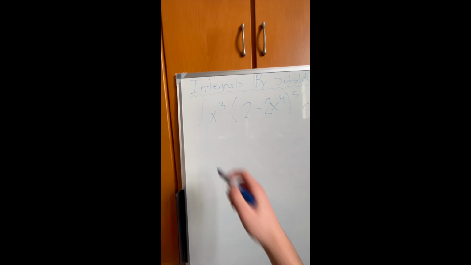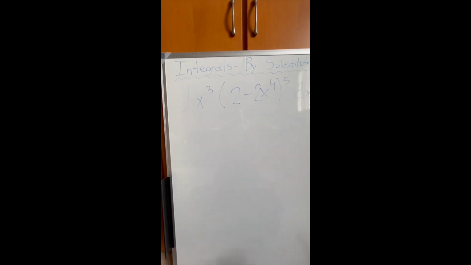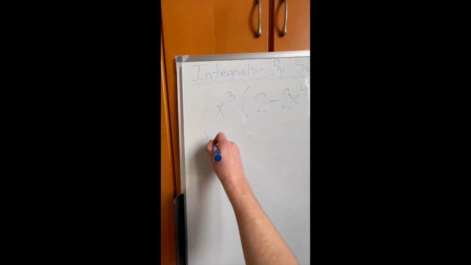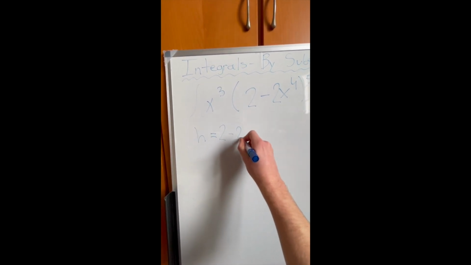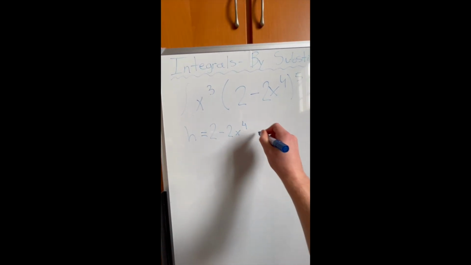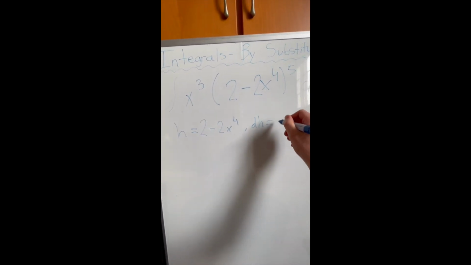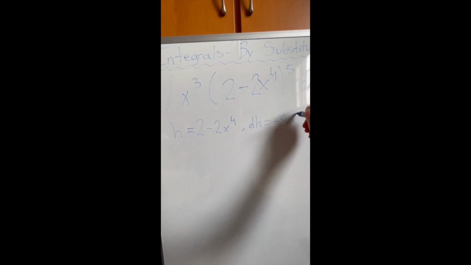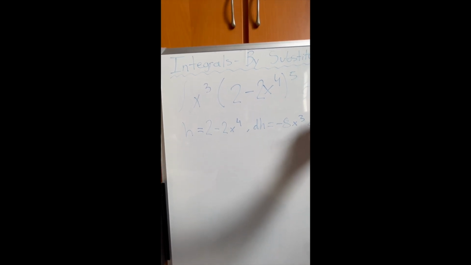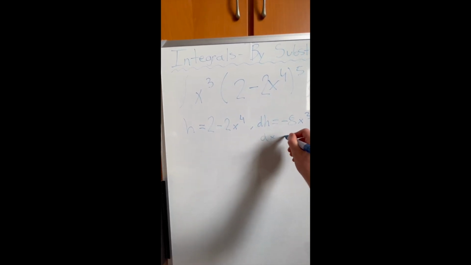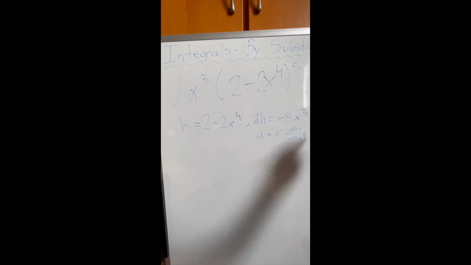we find that we have here x to the 4 and x cubed. So if we differentiate this, we can cancel out this x to the power 3 over here. So let's say our h is equal to 2 minus 2x to the power 4, and therefore our dh is equal to minus 8x to the power of 3 dx. Of course this is dx, so we have to say that dx is equal to dh divided by minus 8x to the power 3.